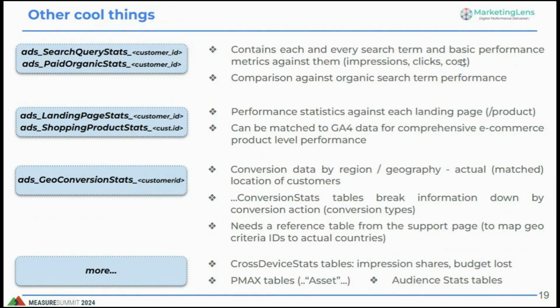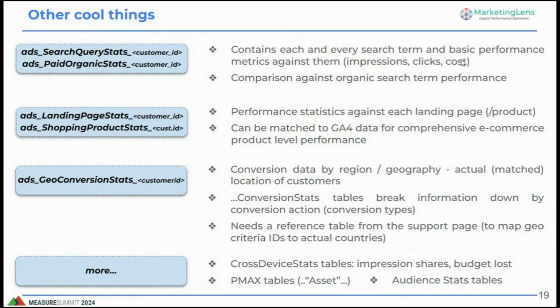Whenever you see a conversion stats table, that means that one of the dimensions or segments are denoting the conversion action, so what sort of conversion it actually is. It's quite useful. Just to note that this table, and it applies to some other tables as well, needs another reference table to decode some of the information, but you can usually get those extra tables from the support page, or it's available somewhere online.